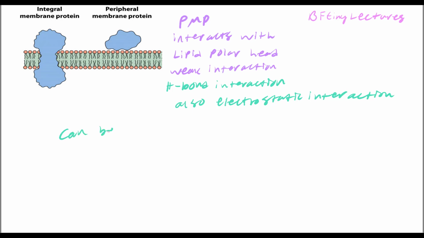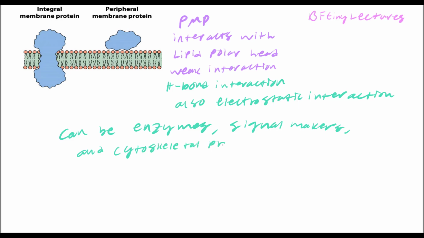So they can be enzymes, signal makers, and cytoskeleton proteins. And I guess you can think of it as superglue, right? So you're trying to build something. Are you going to use a whole gallon of superglue on a project? No, that's too much. Superglue is really powerful. You just put a drop on something and it sticks forever. Well, it's the same thing for peripheral membrane proteins. You just put a drop here, a drop there, and everything just comes together quite nicely.